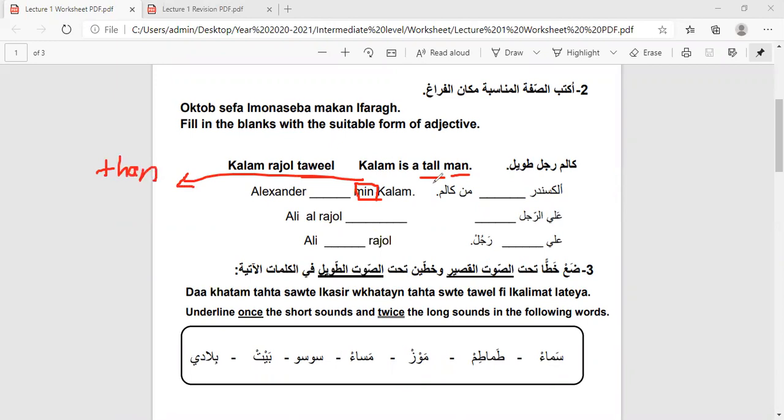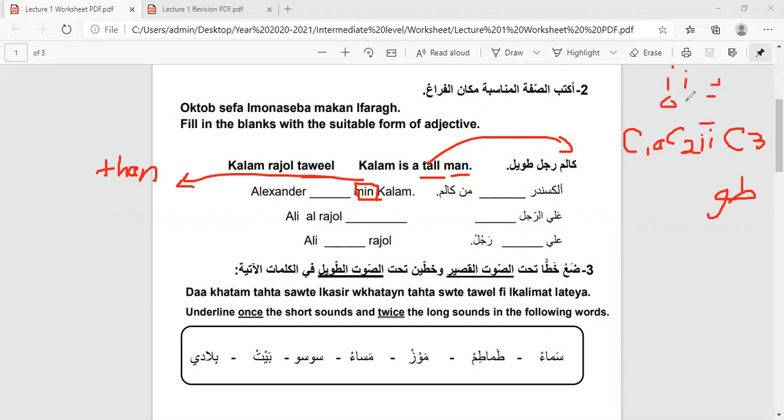Now, Alexander min. Let's go to the basic form, which is C1 A C2 consonant I C3. What's the first consonant in tawil? It's ta. Second consonant, wa. Third consonant is la. The I, guys, goes for ya. O goes for what? Wa.